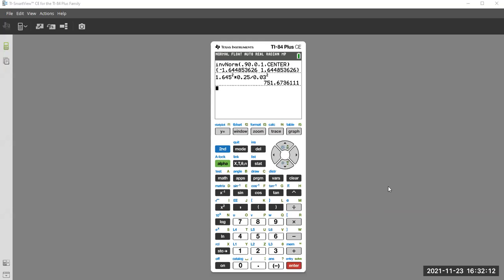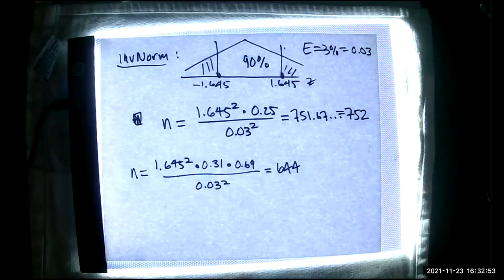So 1.645 squared times 0.31 times 0.69 divided by 0.03, and we got a square in there. We'll hit enter. See this one here, it seems like we should be rounded down, but no. Anything point anything means this guy goes up. So 644. That number here is a floor. You're not supposed to go below.